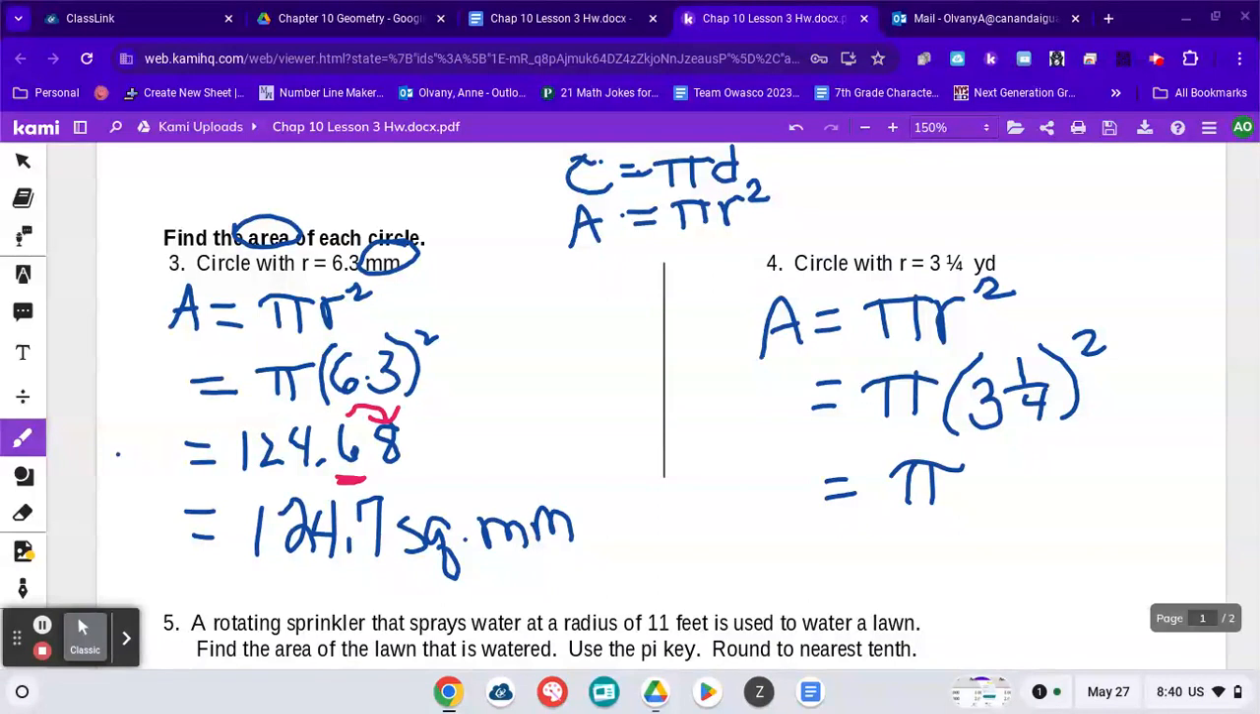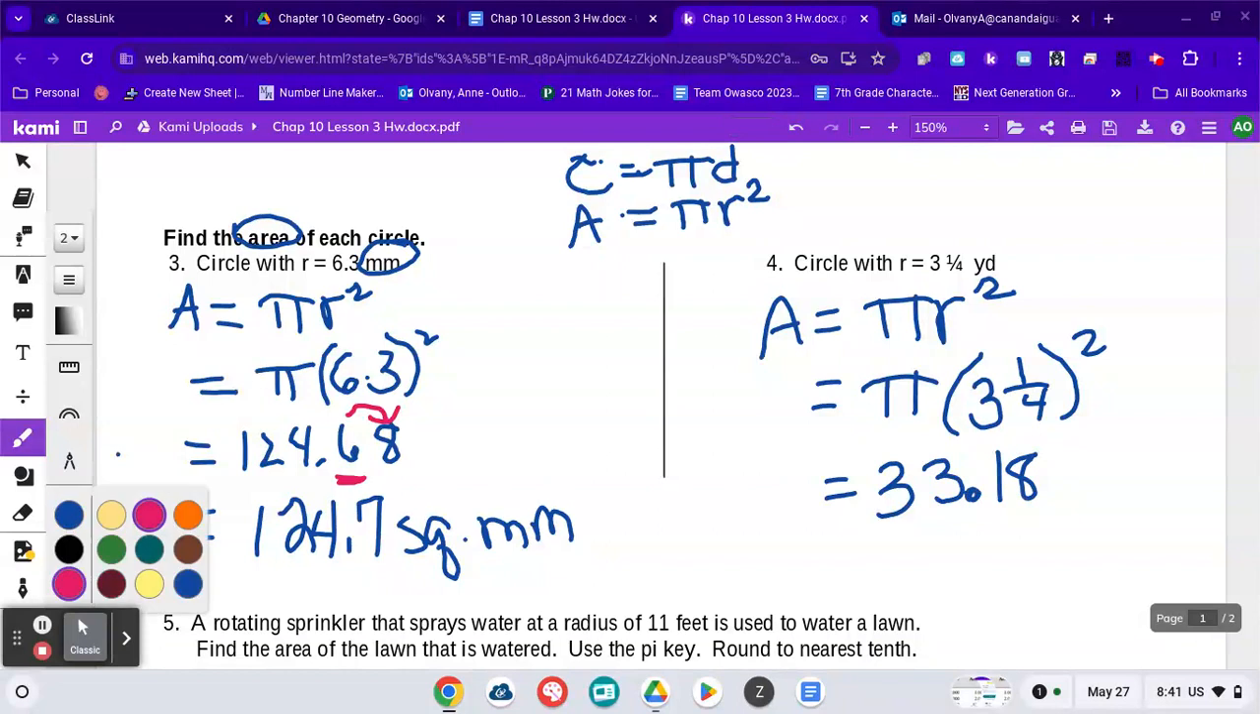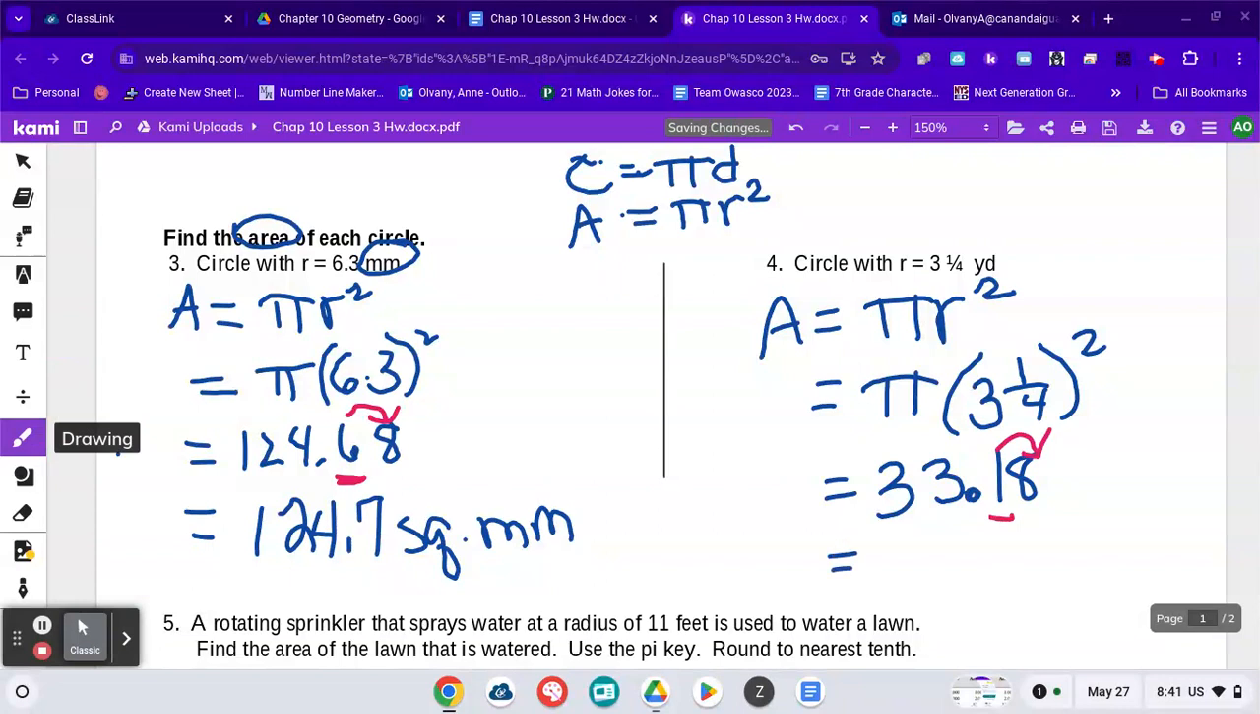And it's going to come out to 33.18. This is the tenths place. That 8 again tells me to round up. This is going to be 33.2 square yards. All right.